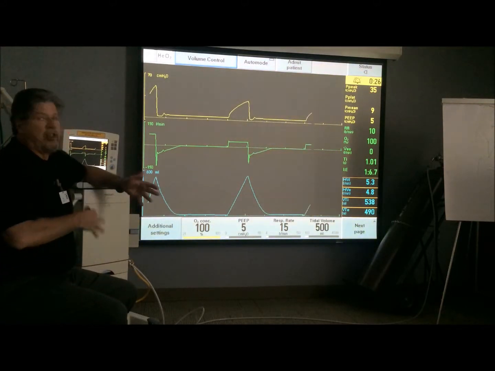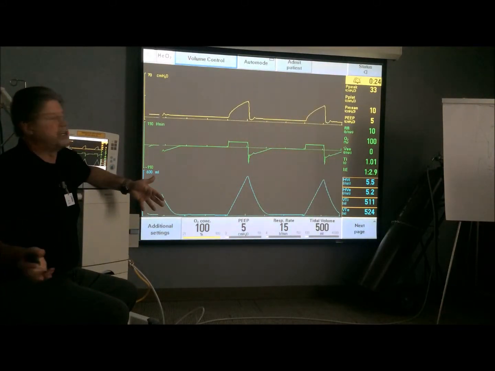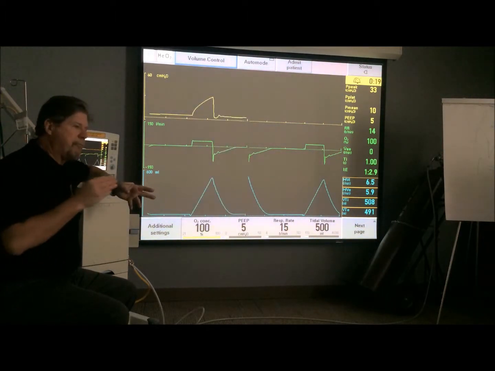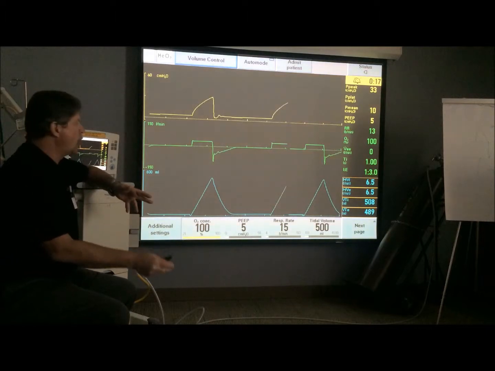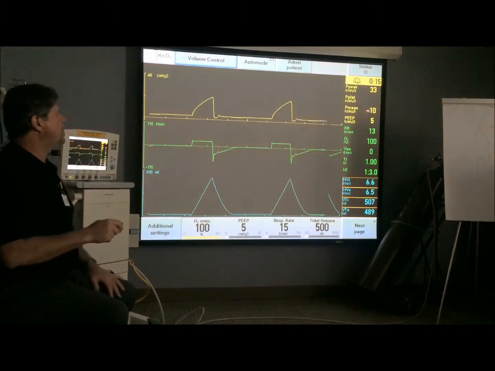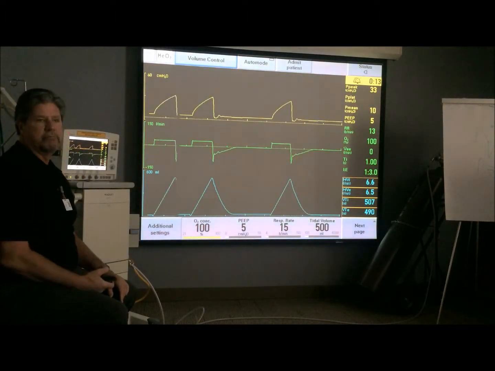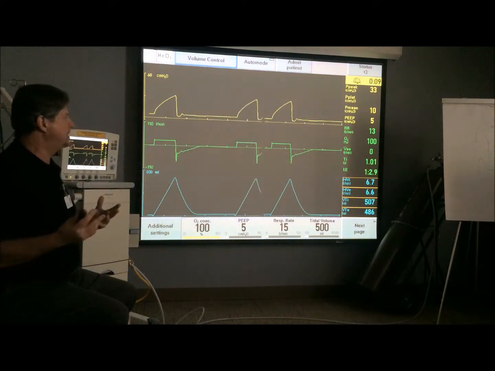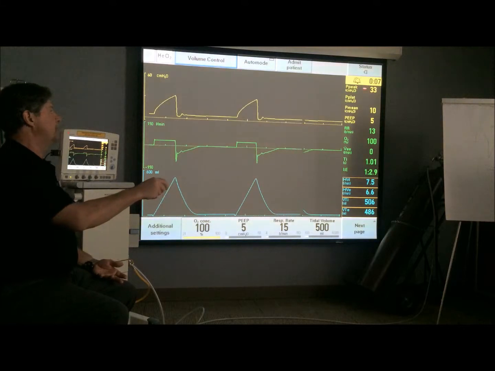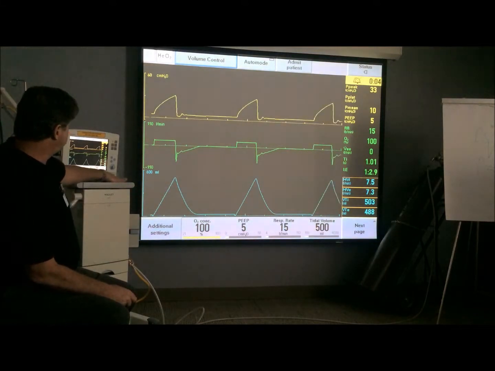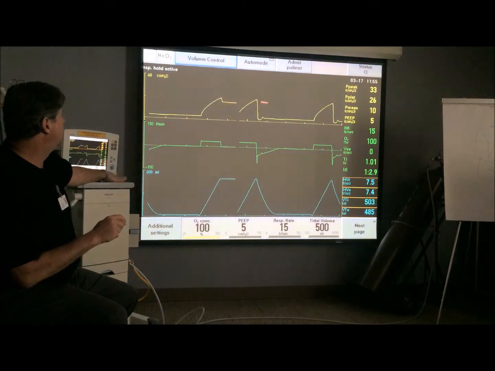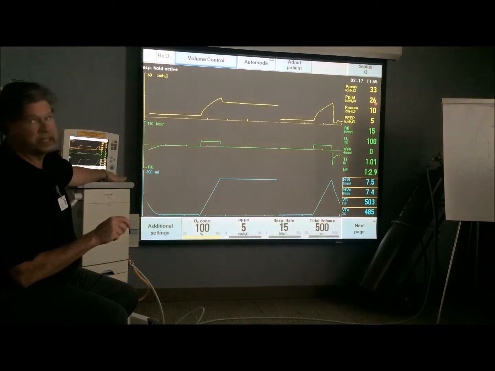So did the lung change? No, the lung didn't change. What I'm doing is delivering the same volume, but I'm pushing that volume in at a lower flow rate. So what do you think happened to my plateau pressure? Did it go up, did it go down, or did it stay the same? Some people would say, well, it went down because this went down. But when we do an inspiratory hold, the plateau pressure is essentially the same.